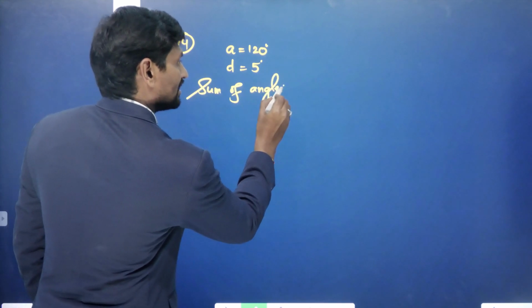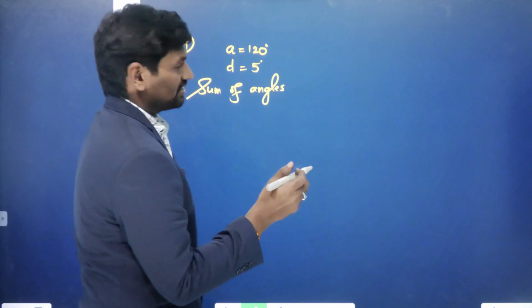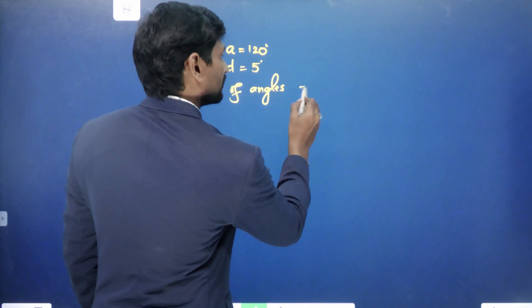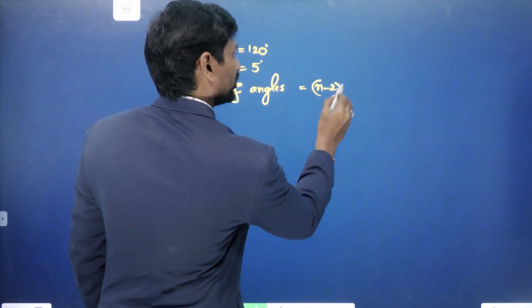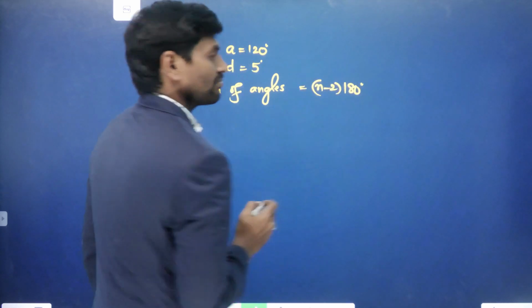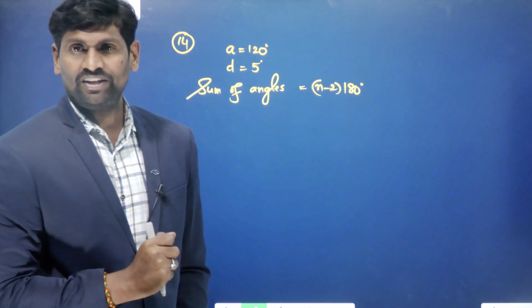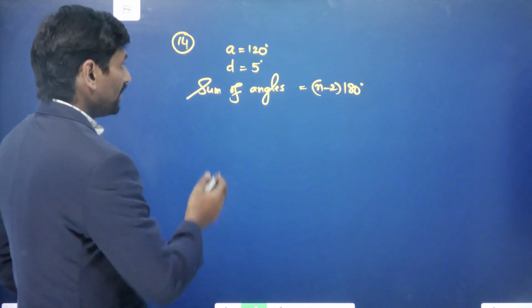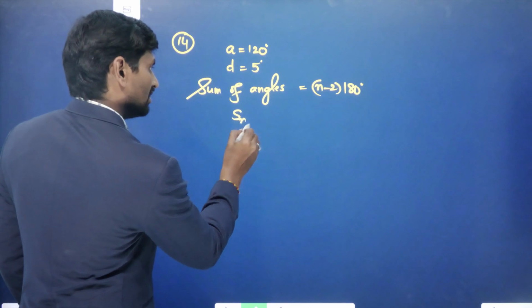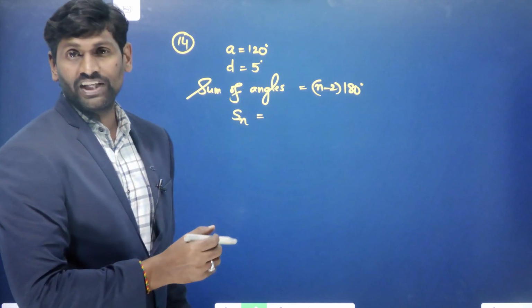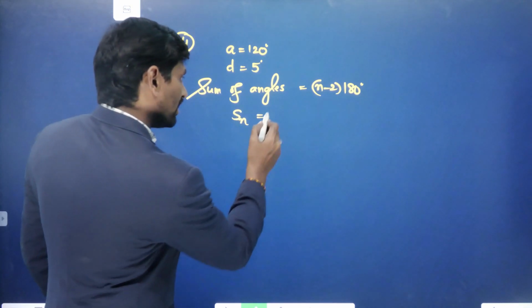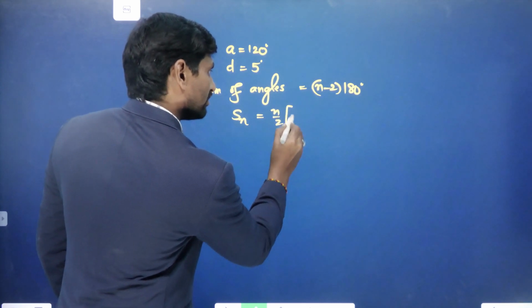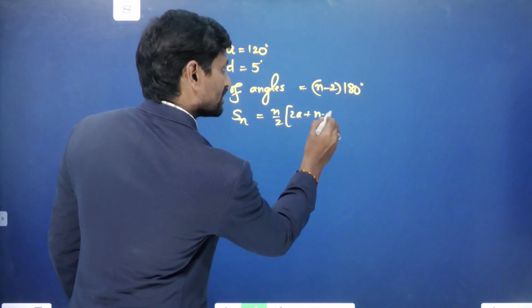Sum of angles, which you will get in 8th class, is equal to n minus 2 into 180 degrees. But according to the progression, sum of angles means Sn only, no? The Sn formula is n by 2 into 2a plus n minus 1 into d.